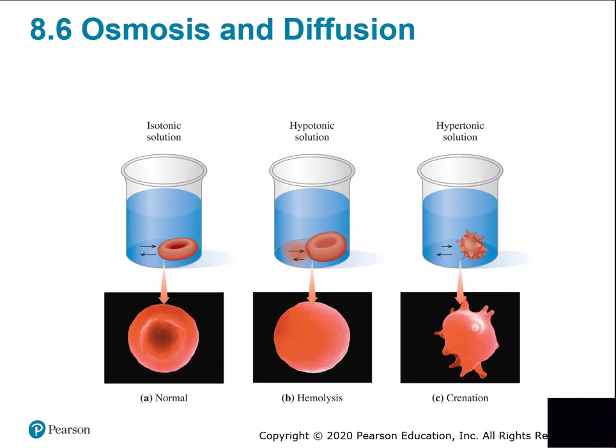So here's a picture that actually shows some electron microscope views of red blood cells. So you can really see what actually happens. So normal, what they call isotonic, physiological saline. Physiological saline is the concentration of sodium chloride in the blood, and it is 0.90% sodium chloride. So that's the normal salt solution in your blood.